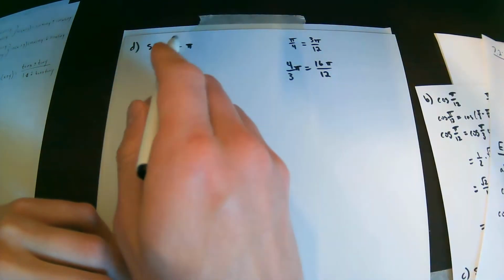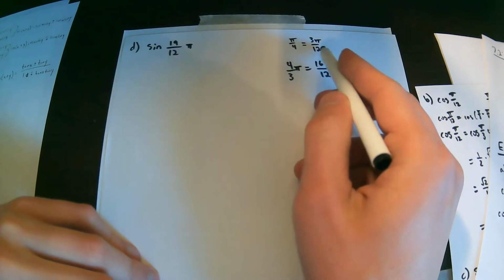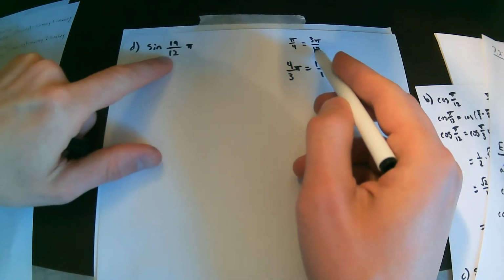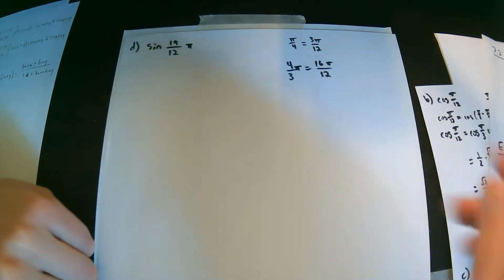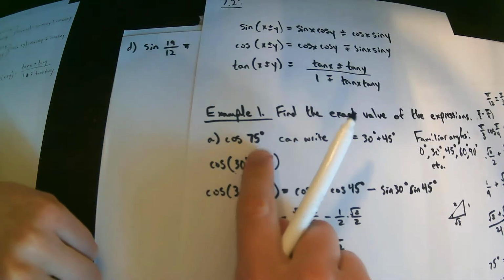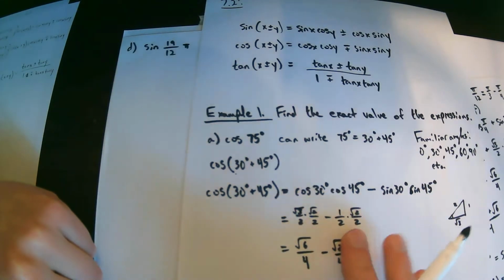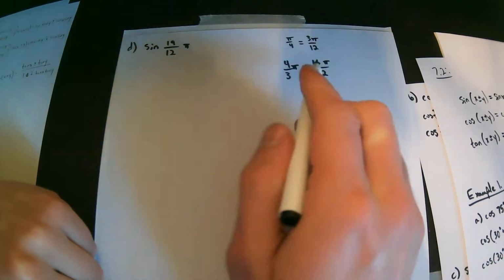So sometimes it's helpful to think of the special angles in terms of the denominator that you're actually looking at. It's not as big of an issue when your angle is in degrees. It's much easier to think about when the angle is in degrees. But when you're dealing with fractions, you've got to be a little bit more creative.